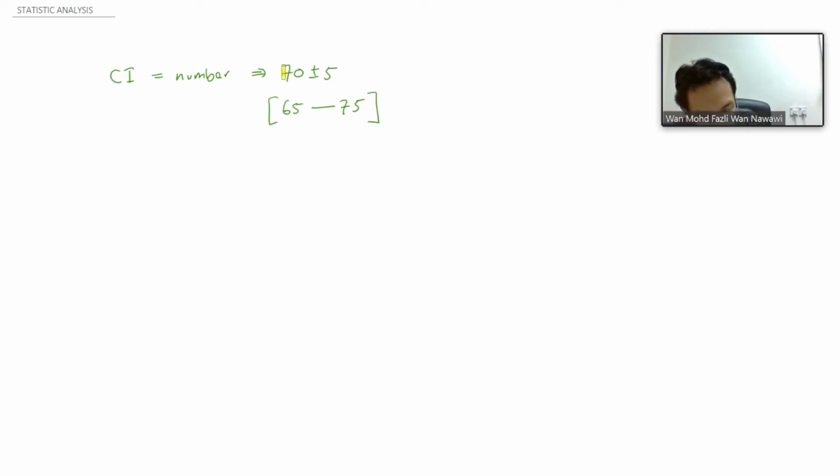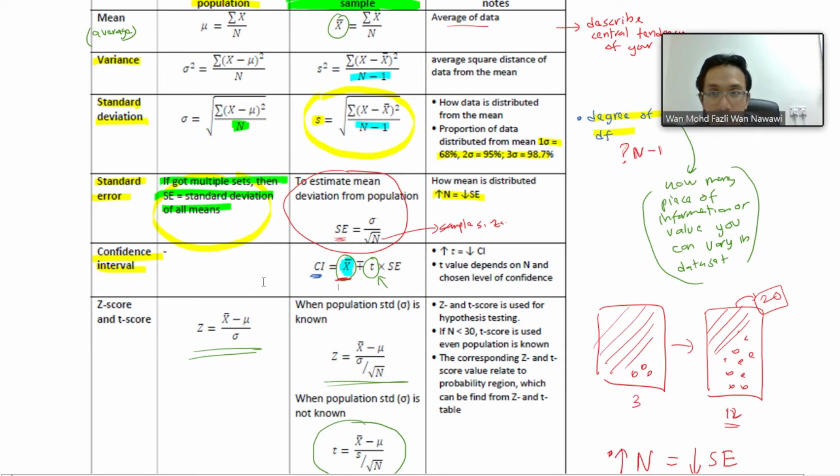The middle number here is basically the average, and this 5 here is basically the standard error. If you look at the table here, you can see CI: x bar plus minus T times SE.